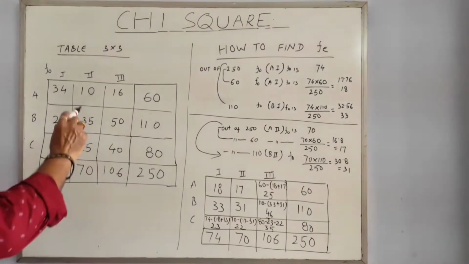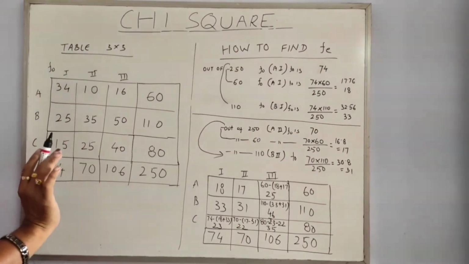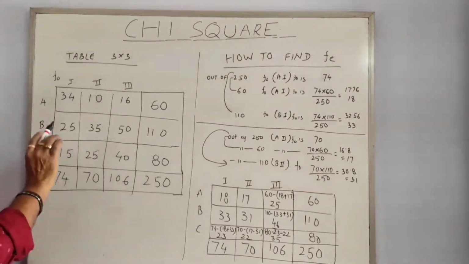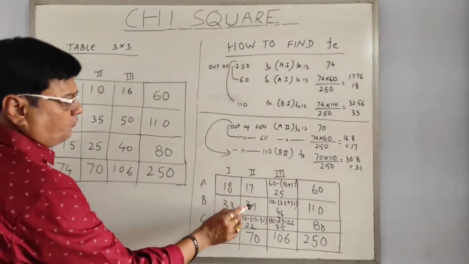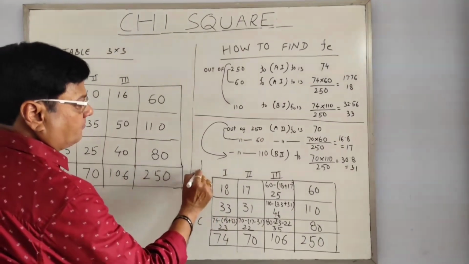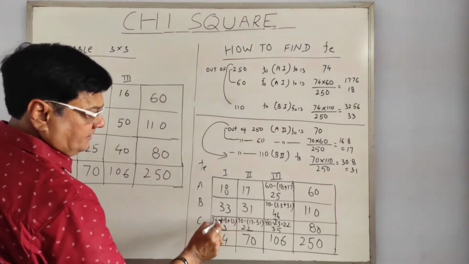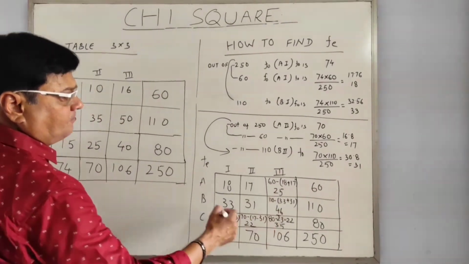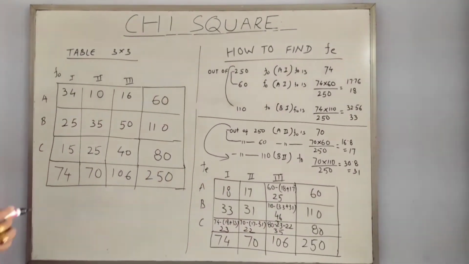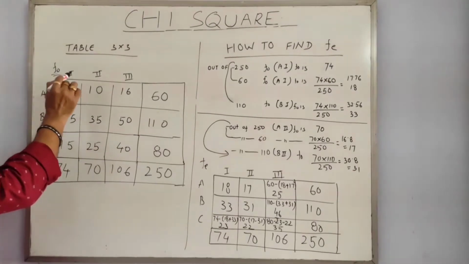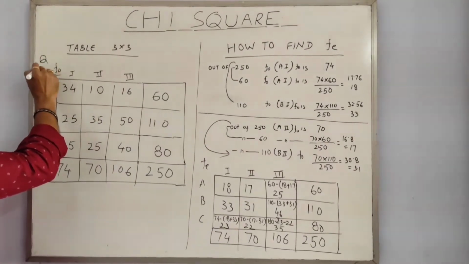Now we are coming to table 3 by 3. Here some of the values we have to find. We have to find actually 4 values for calculation of FE, and the other 5 values we will get from them. So how? This is an example of FO. This will be given in your question.